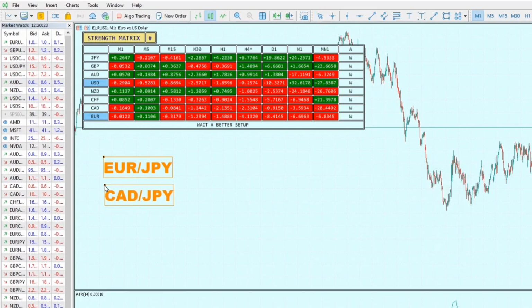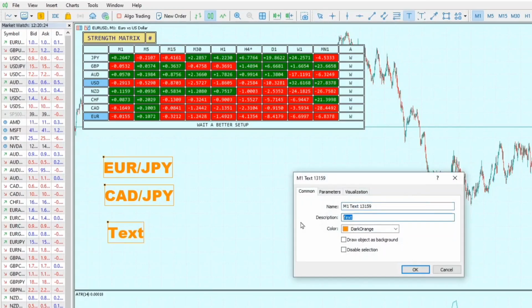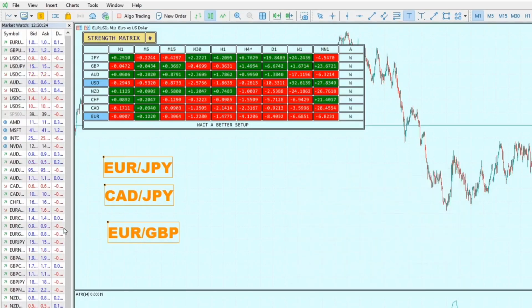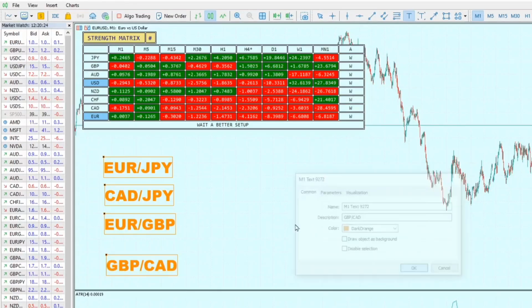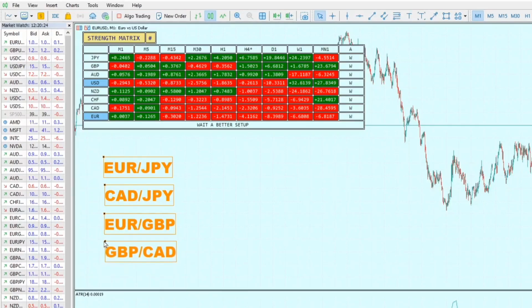And what else can we merge? We can merge the pound with the euro, so euro pound, EUR Great British Pound, and we can merge the pound again with the CAD because the CAD is weak, pound is strong, so Great British Pound and the CAD. Okay, so these are the pairs we are going to look at to trade for today, and we are looking for a trending market because we are merging one strong currency with one weak one, so the market will either be trending upwards or trending downwards. This is what we are looking for today.